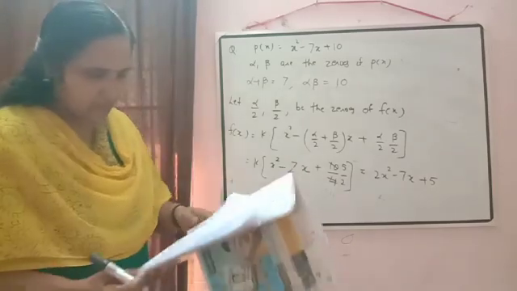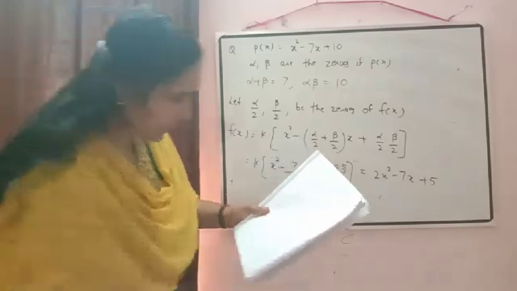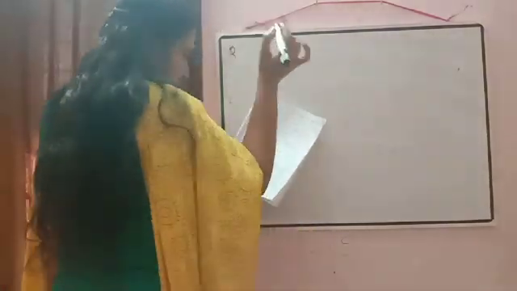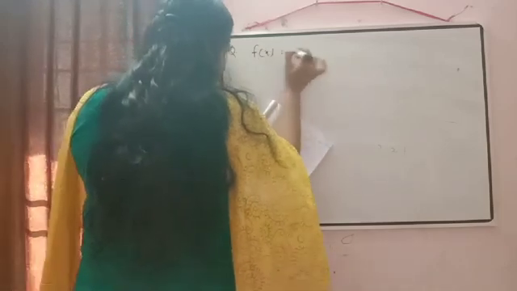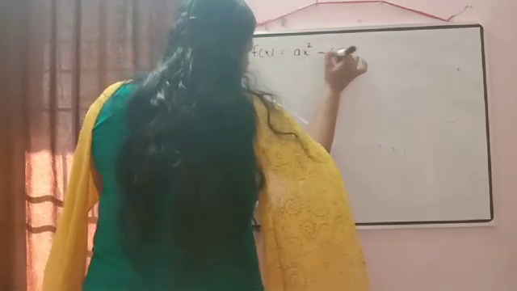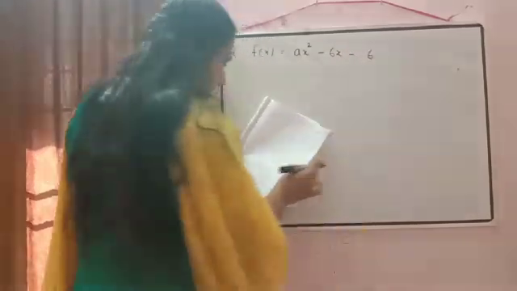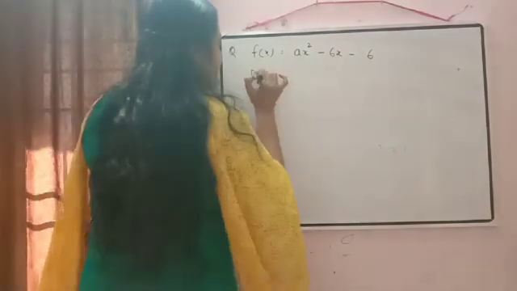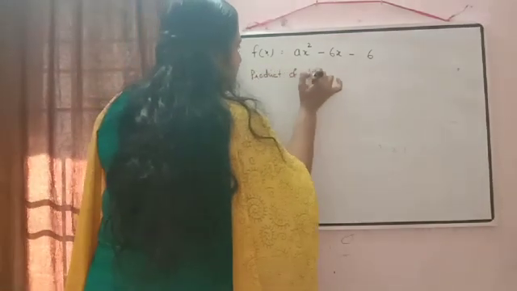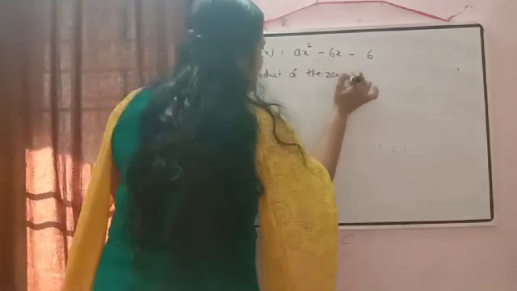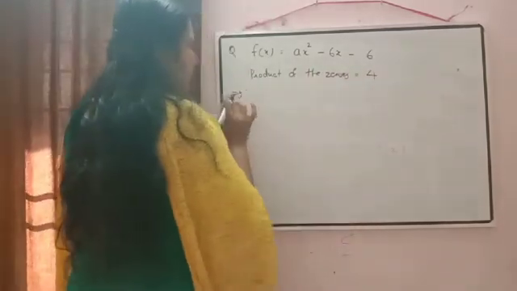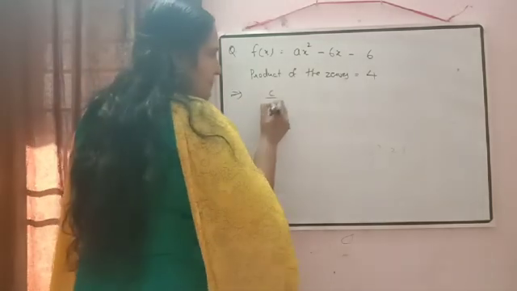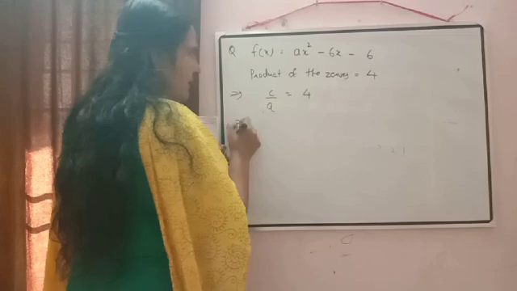Okay. Now next one is, if the product of the zeros of f of x is equal to ax square minus 6x minus 6 is 4, find a. It is given, product of the zeros is equal to 4. According to our formula, what is product of the zeros? C by a. So it is given c by a is equal to 4.